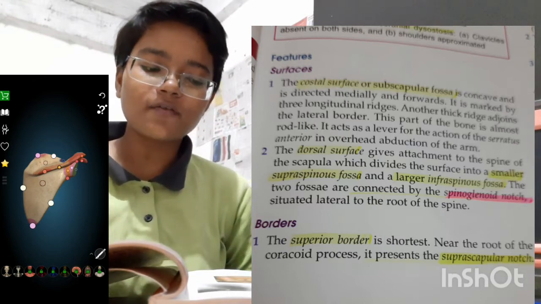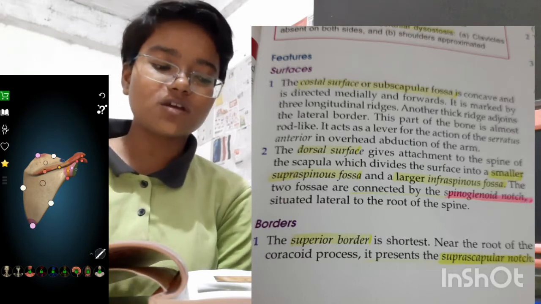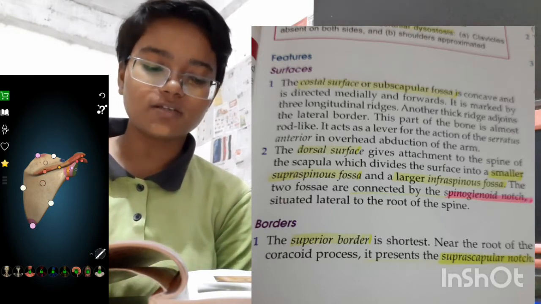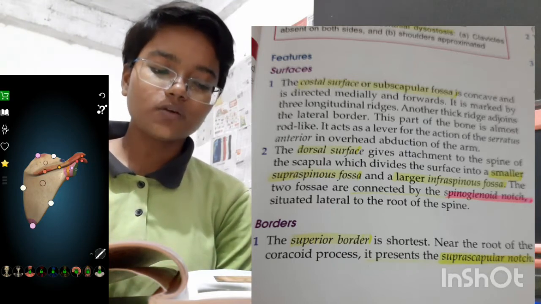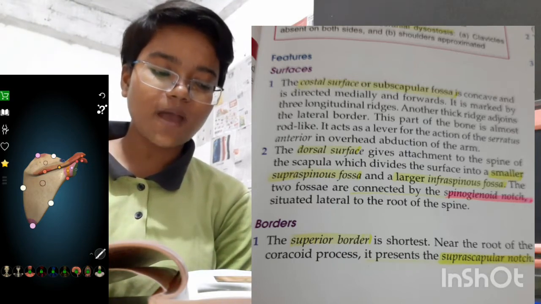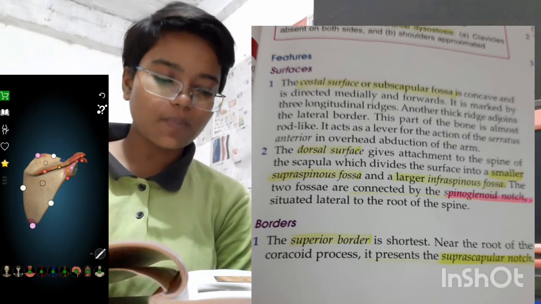The dorsal surface gives attachment to the spine of the scapula, which divides the surface into a smaller supraspinous fossa and a larger infraspinous fossa. The two fossae are connected by the spinoglenoid notch situated lateral to the root of the spine.